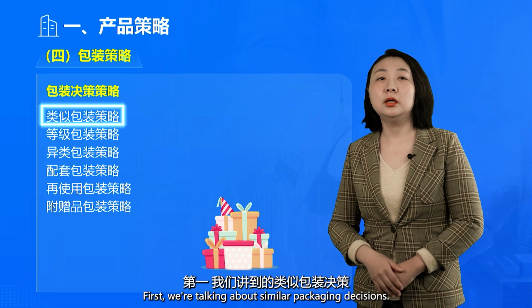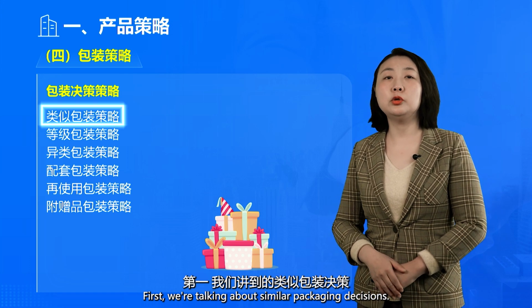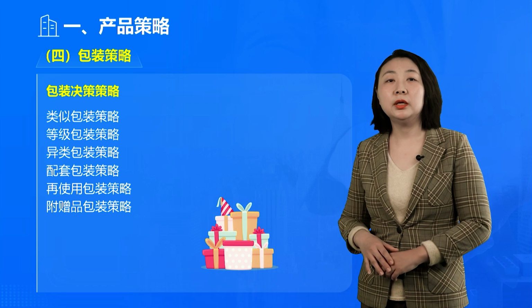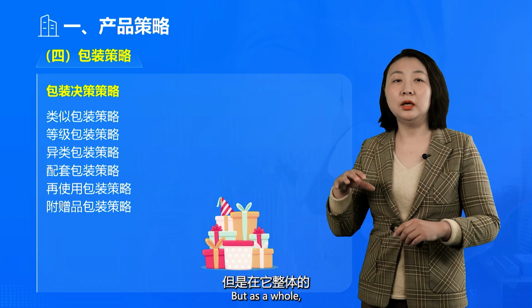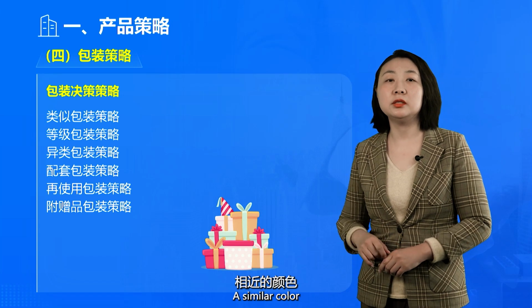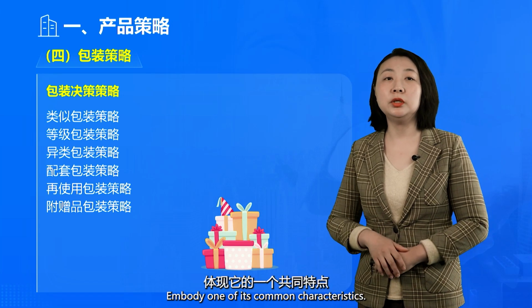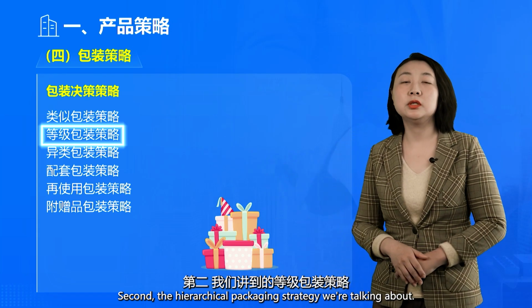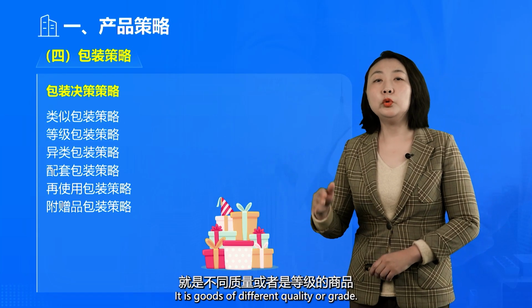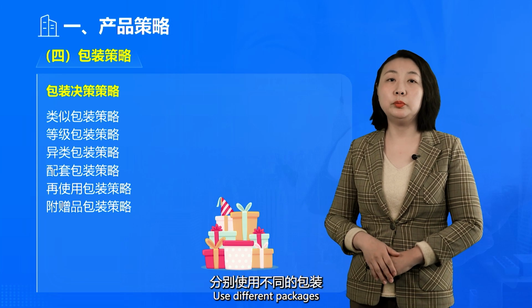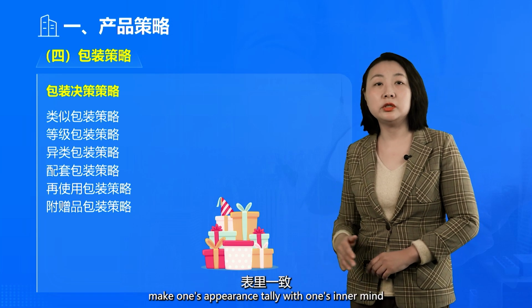First, we're talking about similar packaging decisions. It is the enterprise that produces all kinds of goods, but as a whole, the same pattern is adopted on the package. A similar color embodies one of its common characteristics. Second, the hierarchical packaging strategy we're talking about. It is goods of different quality or grade. Use different packages. Make one's appearance tally with one's inner mind.